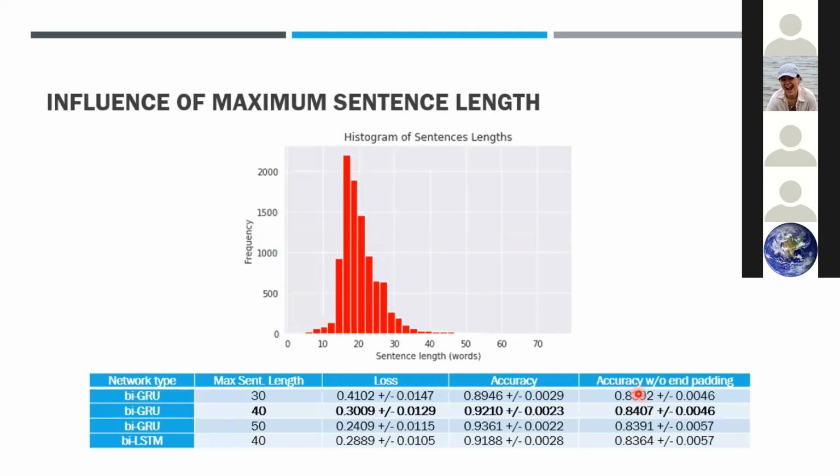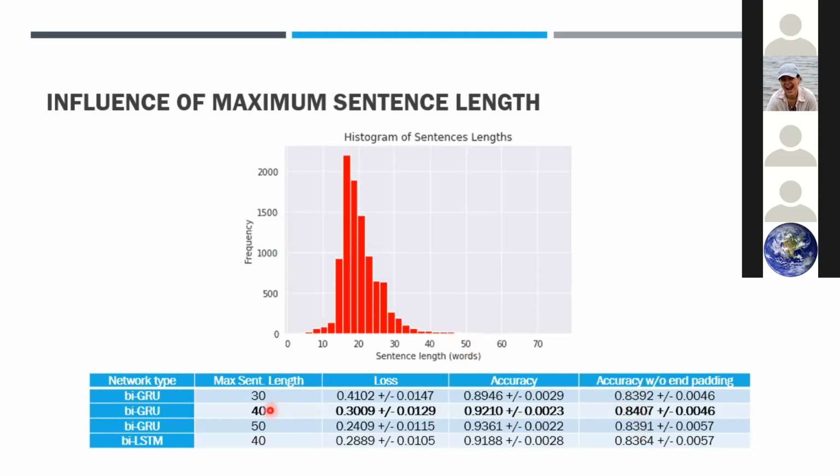So the last parameter we investigated is the maximum sentence length. In this case, it's the second data set where the sentences can be almost as large as 48 words. So we set the parameter to 30, 40, and 50 words in a sentence. And we can see that the accuracy of padded sentences actually increases with the sentence length, as we would expect, because our padding is well identified, well classified. But the accuracy with end padding removed actually stays the same, which is good. It means that our model is not strongly dependent on this parameter, and we get values which are probably unaffected by the choice of this parameter.